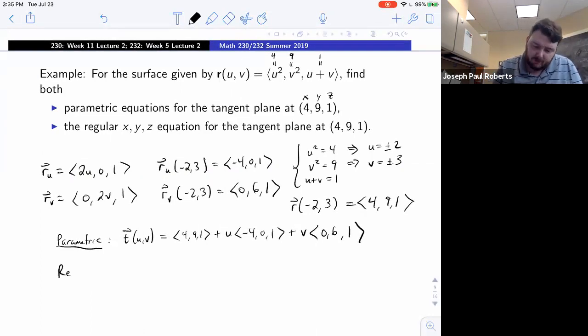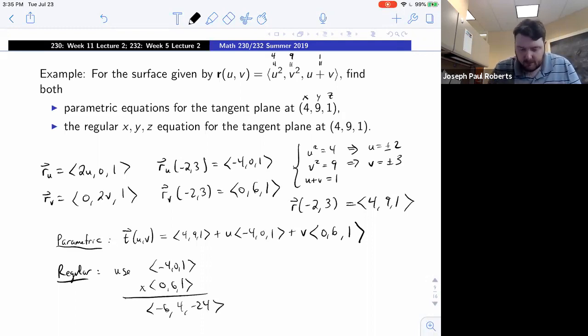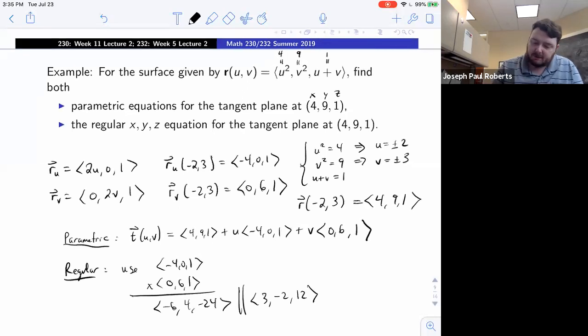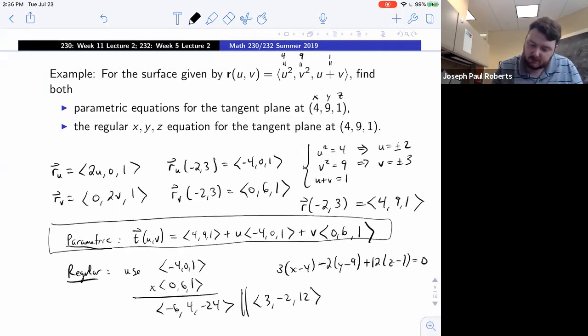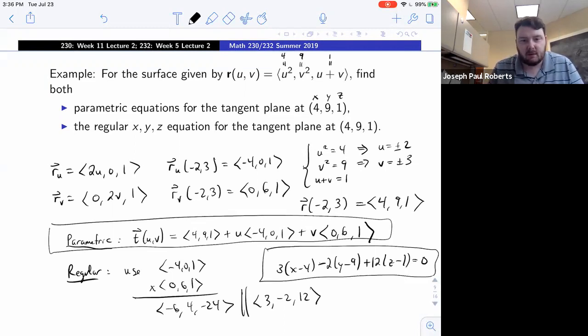Okay. And then for the regular equation, we'll use the fact that (-4, 0, 1) and (0, 6, 1) point along the tangent plane. Therefore, their cross product, (-6, 4, -24), is perpendicular to that. So whatever, you could take the parallel direction. Well, I guess I can only divide by 2. Or I'll divide by negative 2 to get (3, -2, 12). So I could set up the equation 3 times (x minus 4), minus 2 times (y minus 9), plus 12 times (z minus 1) equals 0. So that's my parametric equation. This is my good old regular XYZ equation.